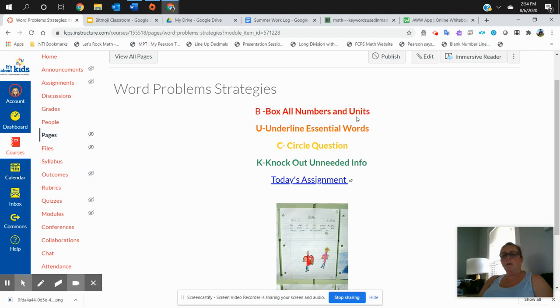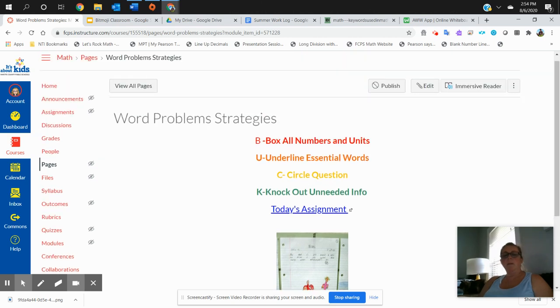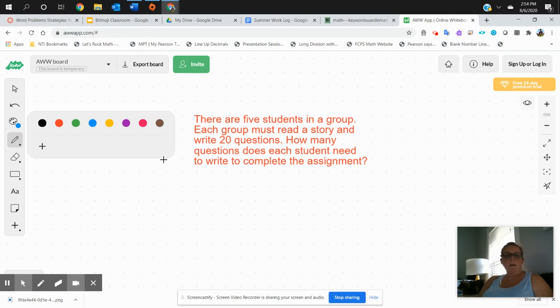So first we box all numbers and units, we underline the essential words, we circle the question that it's asking, and we knock out unneeded info. If you need to go back to yesterday's module to see that, you can do that at this time and have that screen up with you. Okay, so I've pasted the problem here for you in this whiteboard.